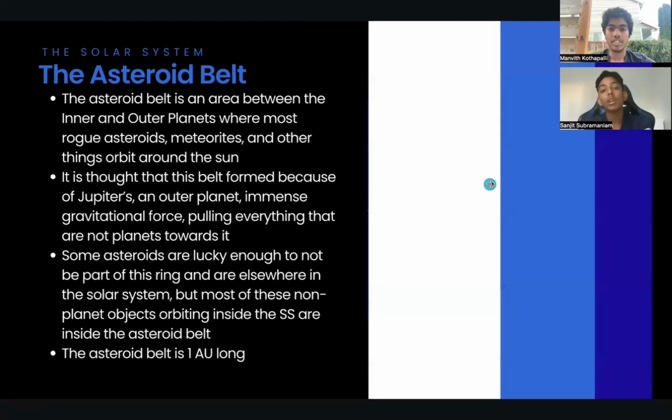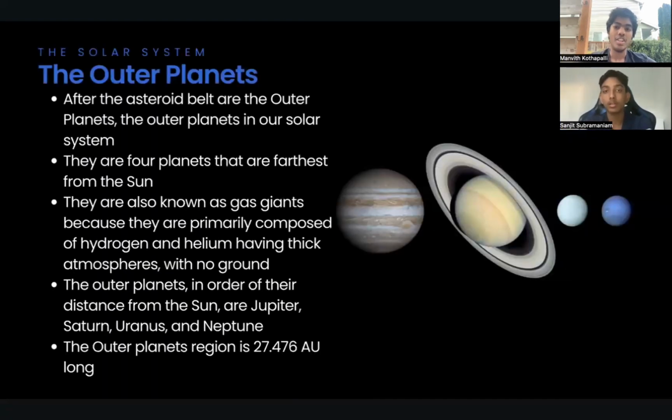Next up, Manoj will talk about the outer planets. So after the asteroid belt are the outer planets. The outer planets in our solar system are the 4 planets that are the furthest away from the sun. They're also known as gas giants because they are primarily composed of hydrogen and helium, and they also have thick atmospheres with no solid surfaces like the inner planets, except the core, of course.